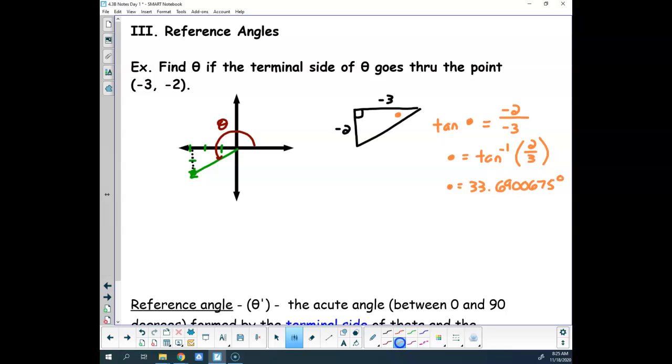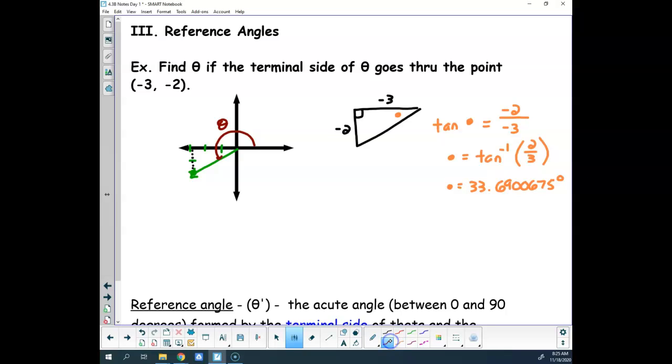That one? Yeah. Is that my theta? Why not? Because this is an acute angle, right? And we found an acute angle. We didn't find the whole angle, okay?